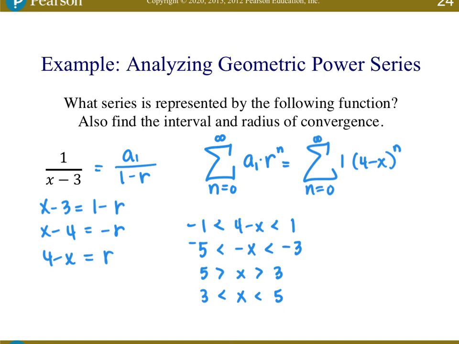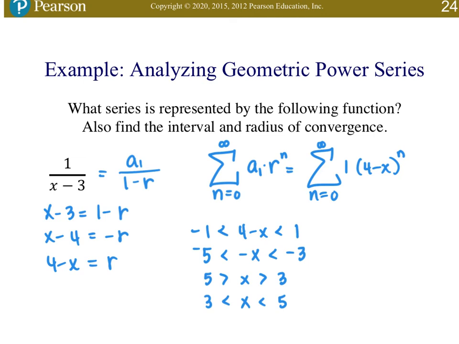What would the radius be then? Well, the center of that is 4. And so another way to write that is absolute value of x minus 4 less than 1. That's the same interval as 3 to 5. And so the interval is 3 to 5. The radius, capital R, is equal to 1, and the center is at 4.